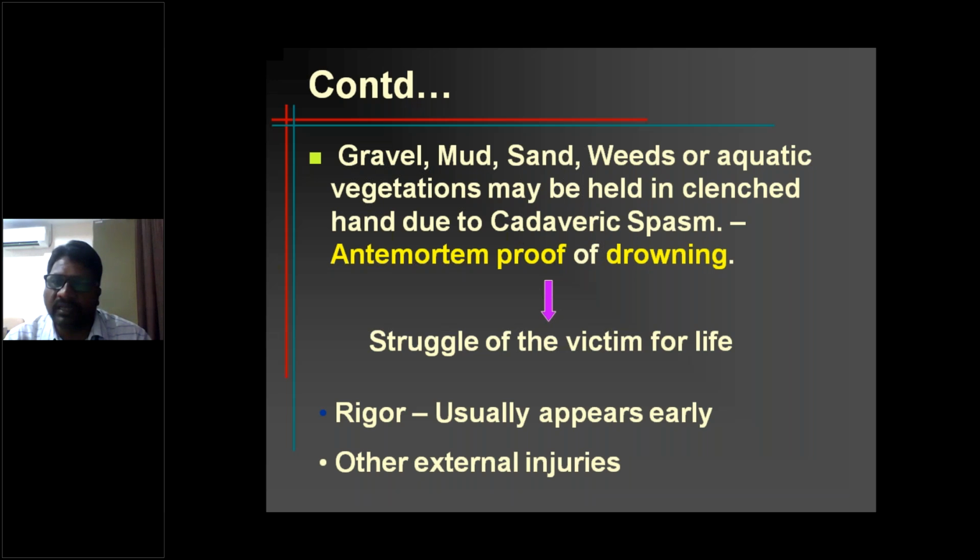Whatever things are present in the pond may be clenched in the hand of the person due to cadaveric spasm. It is the last act by that person before dying. So that is the cadaveric spasm. The muscles of the hands may be active at the time of death because he searches for something to hold to save his life. So it is one of the best signs of antemortem proof of drowning in the body. You can observe the struggle of the victim for life.